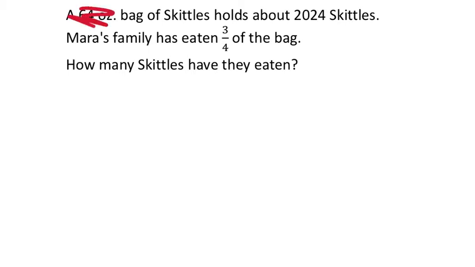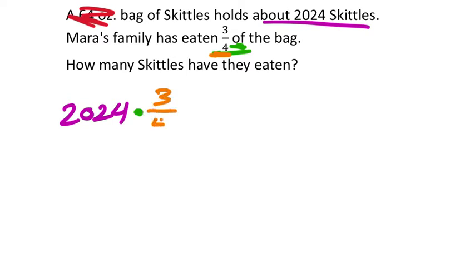All we're going to do is take the amount of Skittles that is in the bag, the 2,024, and they're going to eat 3/4 of. Of is the key word here. That's multiplication with this 3/4. So multiply by 3/4. I'll make it over 1 there. You could cross simplify here, but I'm not going to.